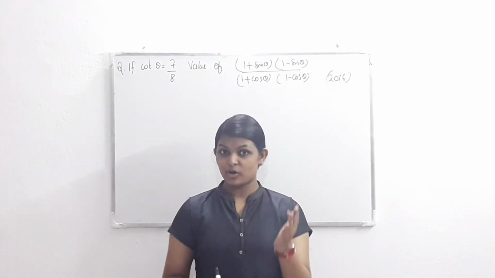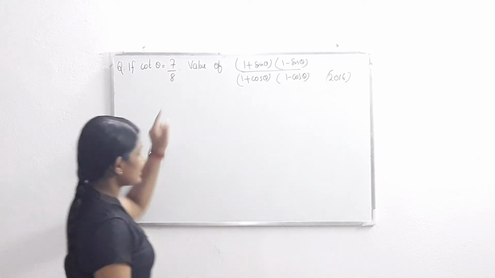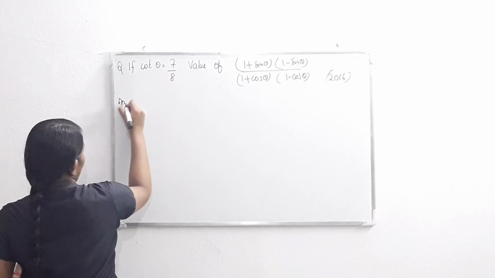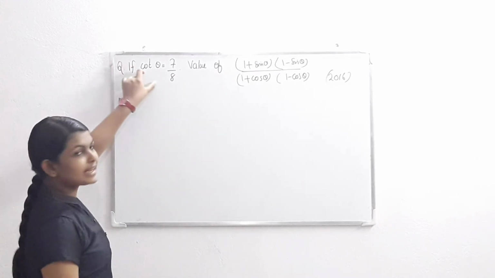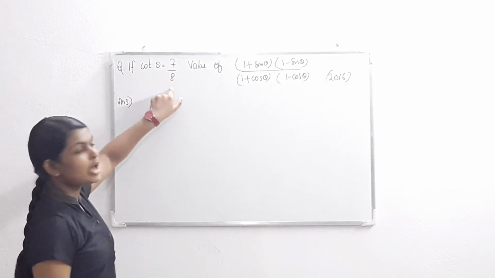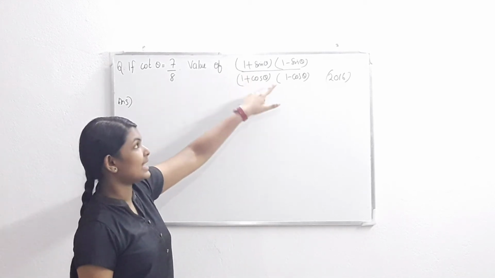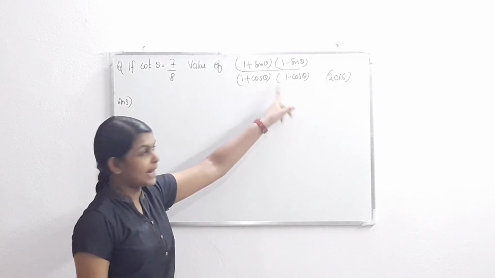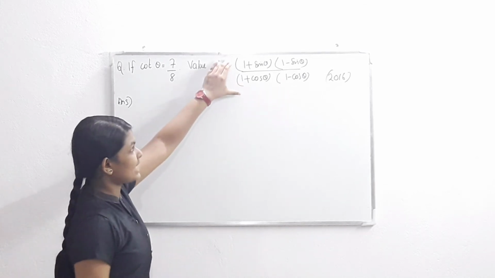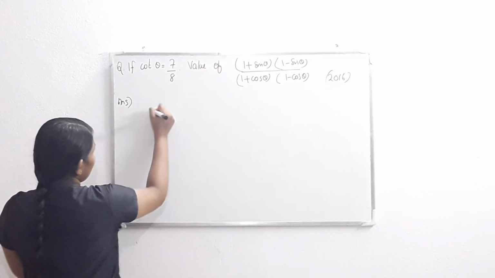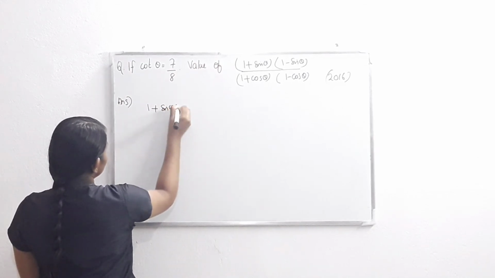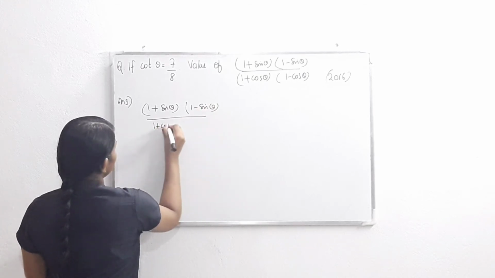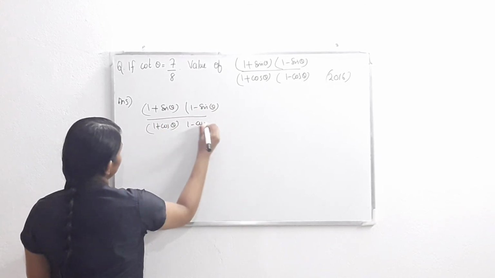Now we can discuss the next question. This is a question which was asked in the year 2016. The question is, if cot theta is equal to 7 by 8, we have to find the value of 1 plus sin theta into 1 minus sin theta divided by 1 plus cos theta into 1 minus cos theta.